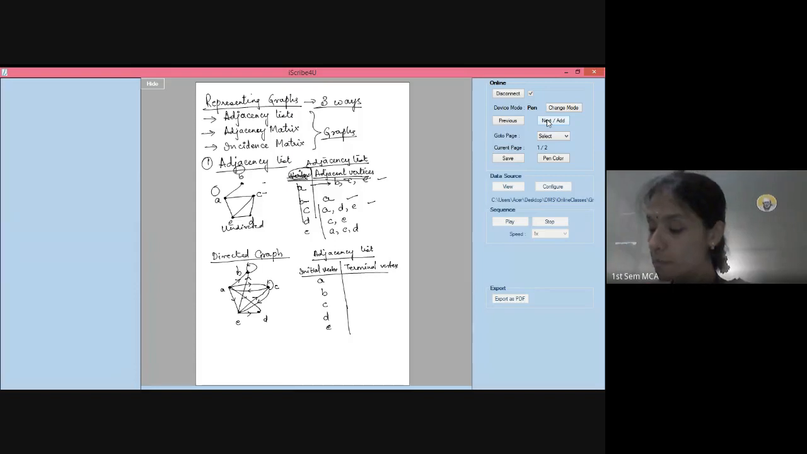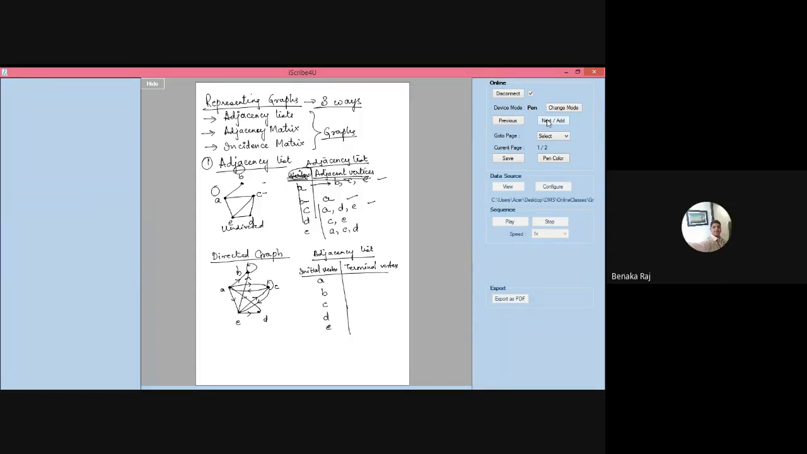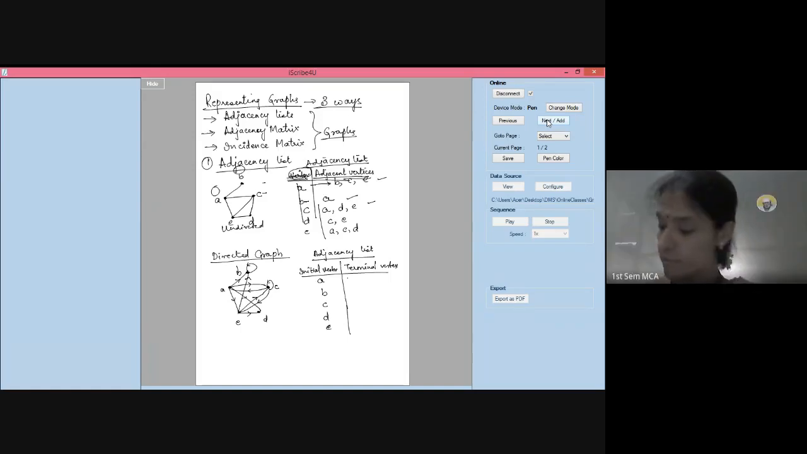Which are the terminal vertices for A? B, C, D, E. Yes, very good. For those who are not able to follow, from A there is an edge moving towards B, so with this particular arrow, we take it as B. We have one edge towards C, one edge towards E, one edge towards D. That is why we take the terminal vertices of A as B, C, D and E.